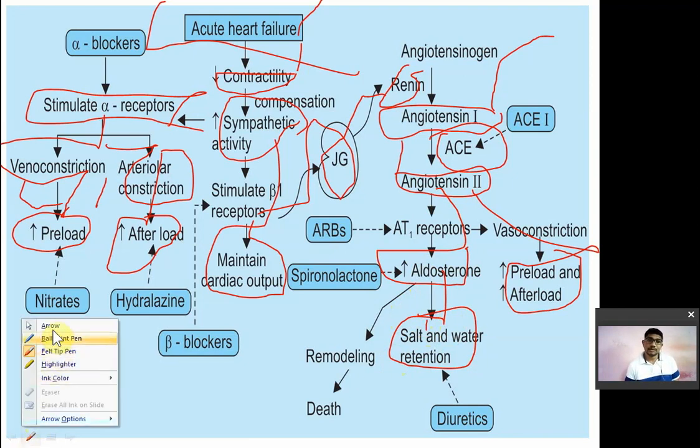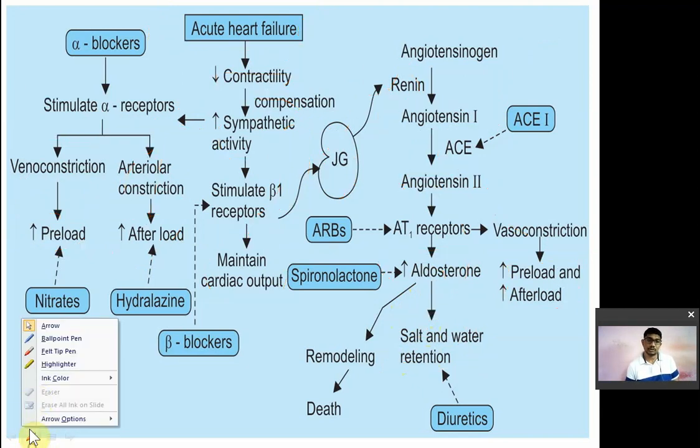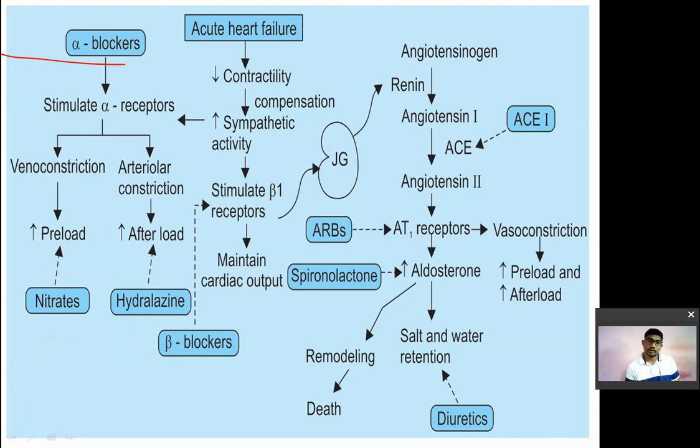Okay, so how can you block? There are different kinds of drugs that can be used in congestive cardiac failure. So you can decrease the preload and afterload on heart by blocking the noradrenaline receptor, alpha receptor. So alpha blockers are used. Okay. You can decrease the preload.